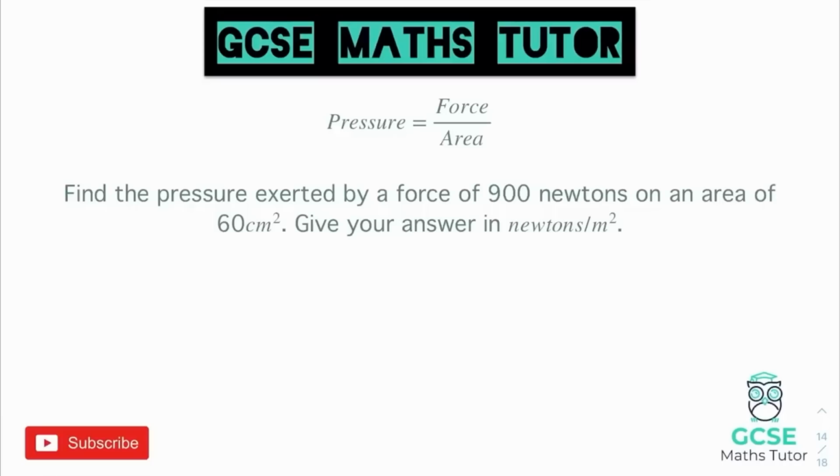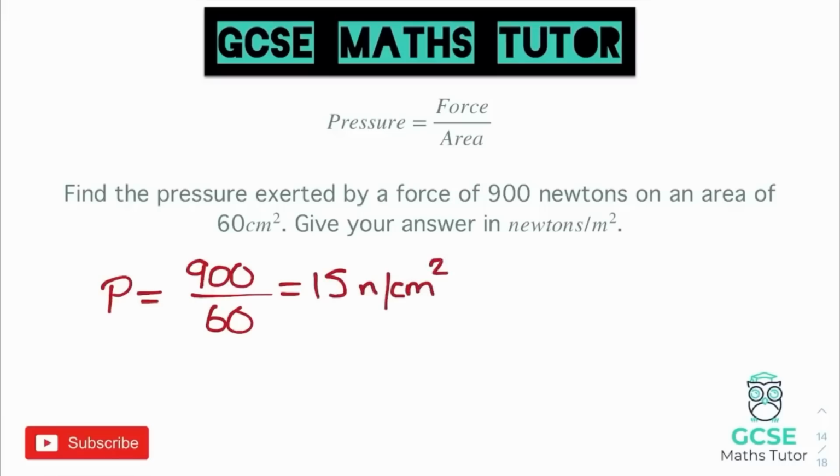And it says to give your answer in newtons per metre squared. Now, if you were to just plug these numbers into the formula, we would get that pressure is equal to 900, the force, divided by 60. And that would give us an answer of 15. Now, the problem with that is that answer there is in newtons per centimetre squared, but it says here to give your answer in newtons per metre squared.